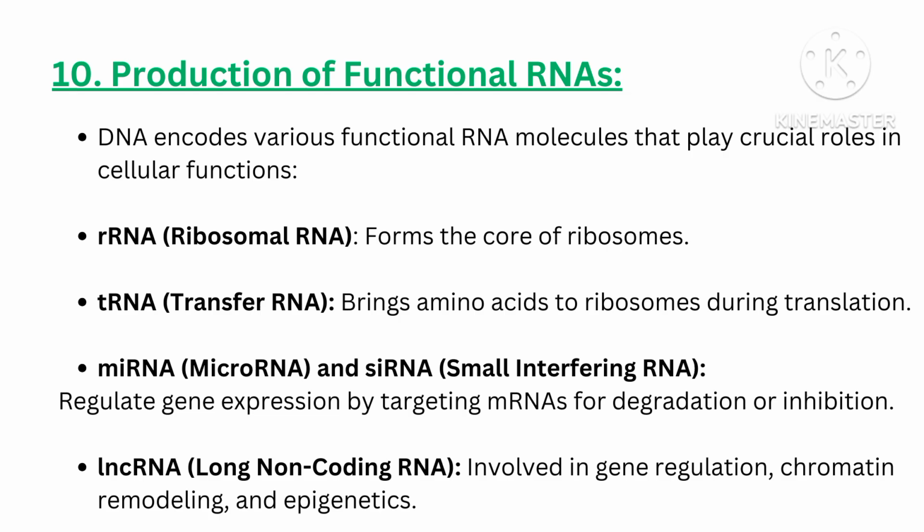Production of functional RNAs. DNA encodes various functional RNA molecules that play crucial roles in cellular functions. rRNA, ribosomal RNA, forms the core of ribosomes. tRNA, transfer RNA, brings amino acids to ribosomes during translation. microRNA and siRNA, small interfering RNA, regulate gene expression by targeting mRNAs for degradation or inhibition. lncRNA, long non-coding RNA, involved in gene regulation, chromatin remodeling, and epigenetics.